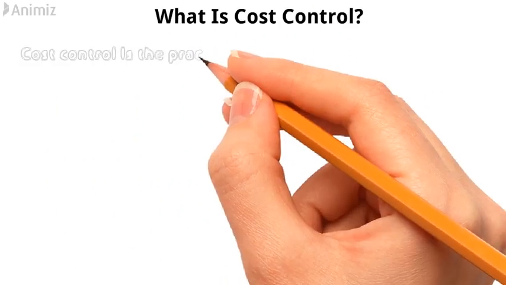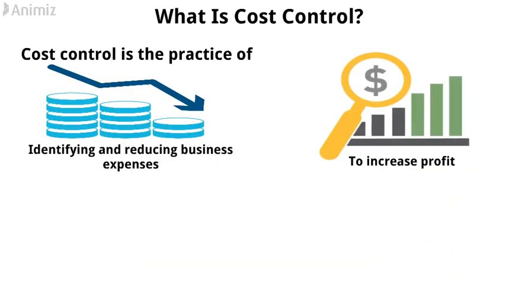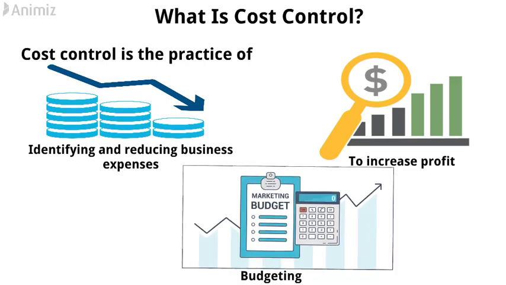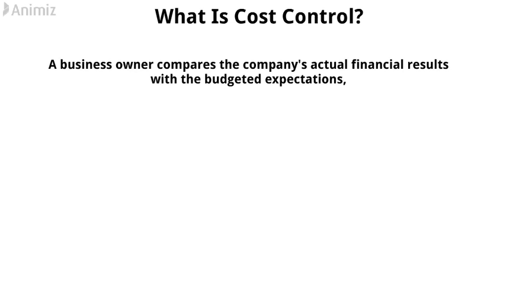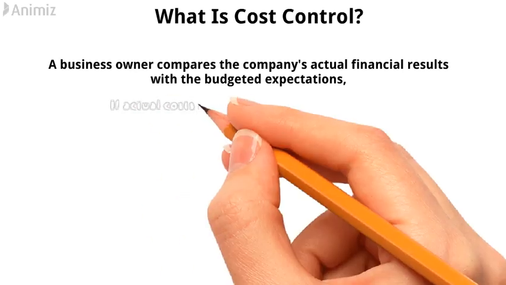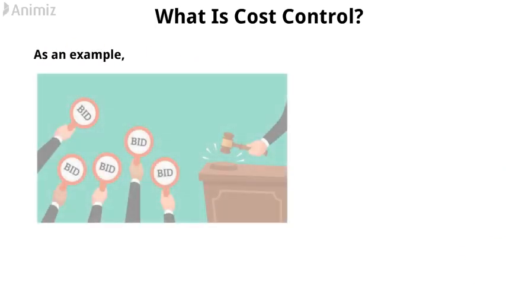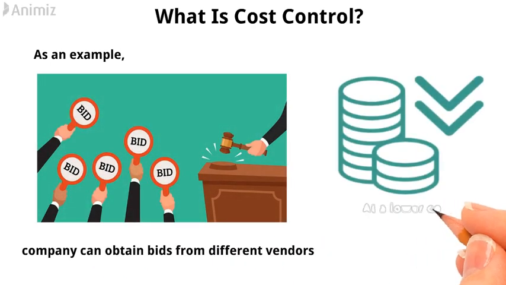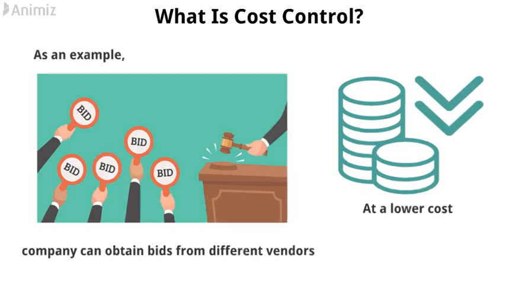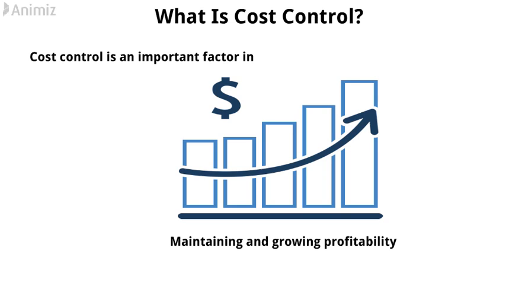Cost control is the practice of identifying and reducing business expenses to increase profits, and it starts with the budgeting process. A business owner compares the company's actual financial results with the budgeted expectations, and if actual costs are higher than planned, management needs to take action. As an example, a company can obtain bids from different vendors that provide the same product or service, which can lower costs. Cost control is an important factor in maintaining and growing profitability.